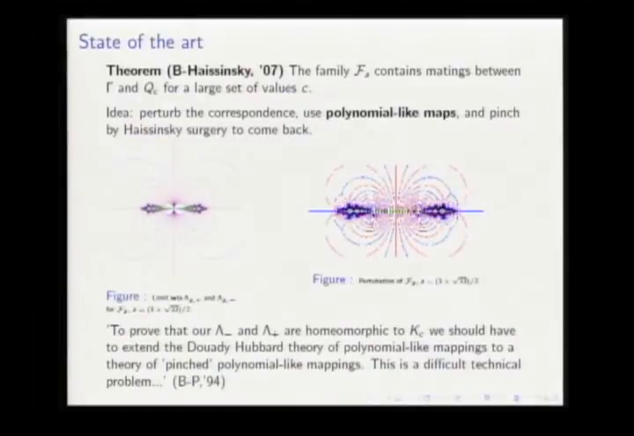As I said, Sean has been working quite a lot on this. And they proved with Peter Einsinski that this family, FA, contains matings between the modular group, gamma, and quadratic polynomials for a large class of parameters, but not for all of them. From now on, all the groups we're speaking about are always the modular group, so we denote it by gamma. What's the problem? The idea of the proof is taking this, perturbing it for separating the persistent parabolic point, and then you get this picture.